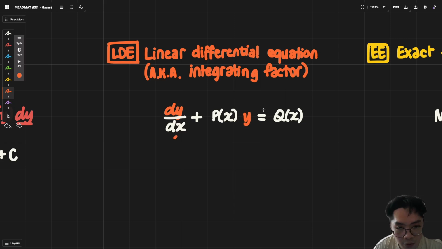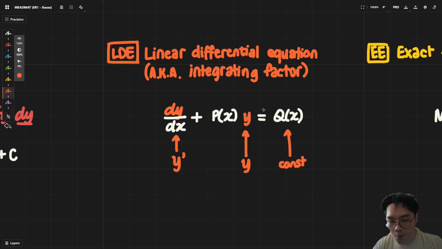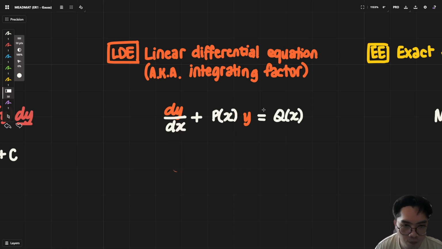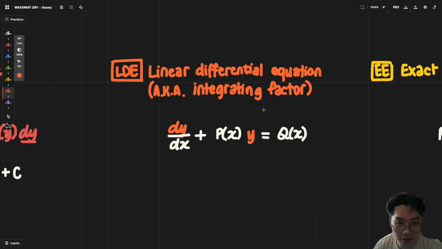Why is that? Because you have here a y prime, you have here something that is attached to a y, and something that is just a constant. No mixing of y's, no square root of y's, no y squareds, no y times y prime, nothing like that. That means that this is indeed a linear differential equation, but what you need to do is orient it like this.